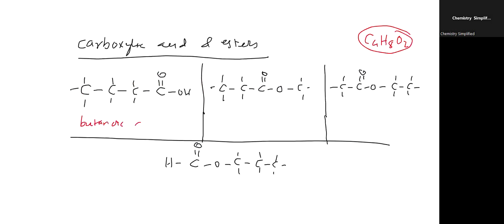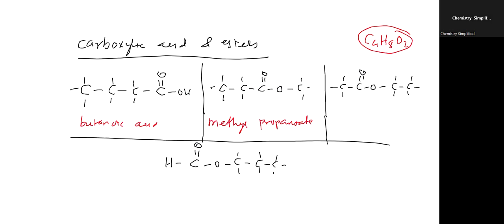Now in this one, I have taken 1 carbon from here over here, replacing that hydrogen. So on this side there is only 1 carbon, which means that is methyl, and there are 3 carbons here. So propanoate, because this comes from propanoic acid: methyl propanoate.